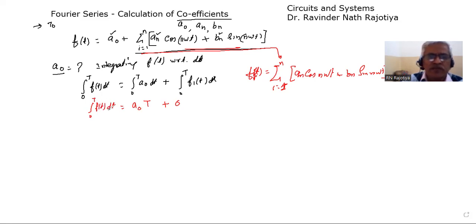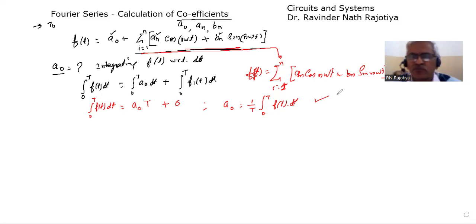So from here I can find a0 by transferring this value to the other side. Therefore I get the value of a0 as equal to 1 by T times the integral from 0 to T of f of t into dt. This is the way you will find the value of a0. Given any function, you can integrate it over the limit 0 to T, that is for one period, and multiply by 1 by T to get the value of a0.